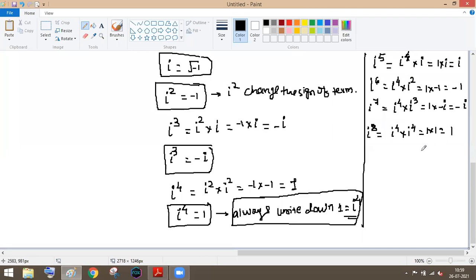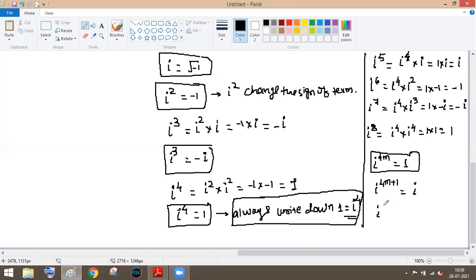Basically we can say that it repeats itself after every 4 periods. So can we say that i to the power of a multiple of 4 will always be 1? Yes. Can we say that i to the power of a multiple of 4 plus 1 will be what? i to the power 5, i to the power 9, i to the power 13, i to the power 17, i to the power 21. That will be equal to what? i.